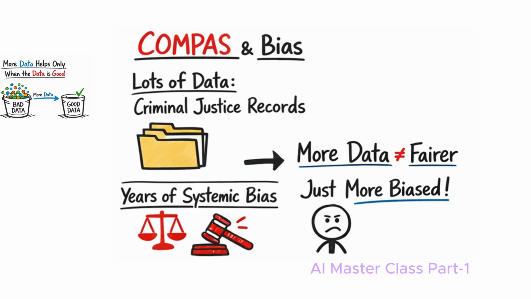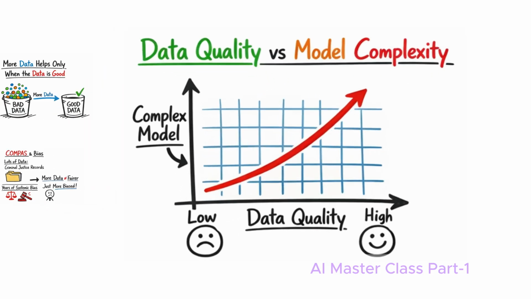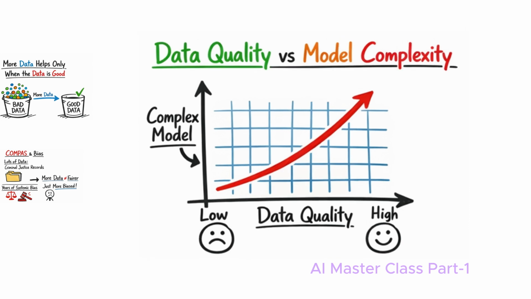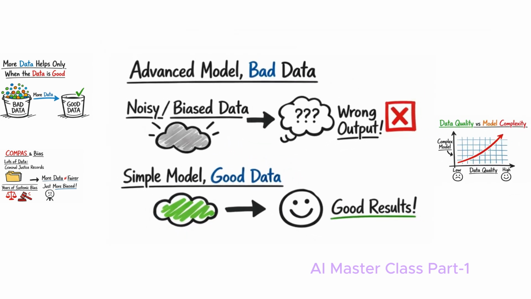Now, this brings us to the final question: data quality versus model complexity. You can have the most advanced model in the world, but if the data is noisy, biased, or wrong, the output will always be wrong. On the other hand, simple models trained on high quality data mostly perform well. In real projects, improving data quality gives better results than making the models more complex.